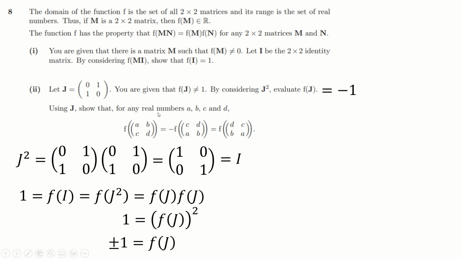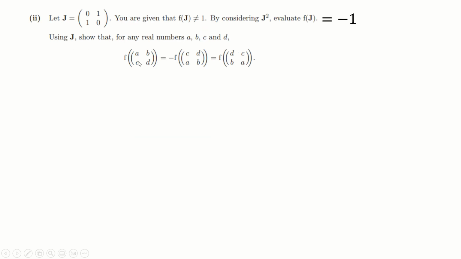Now, using j somehow, let's figure out these rules here, which are quite interesting. So it's like if we flip the a and the b and the c and d over, it just makes a minus of the function. And then if we swap them over diagonally, it just has the same number it did before. Kind of interesting. Okay, so this took a little while for me to work out, but I started on the left-hand side with this. And now j squared being I is the key thing here.